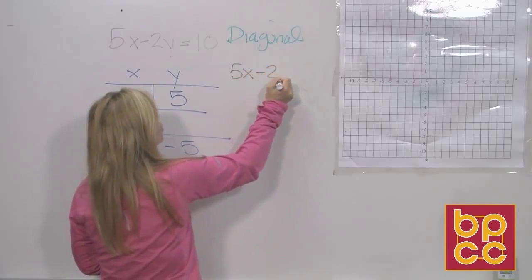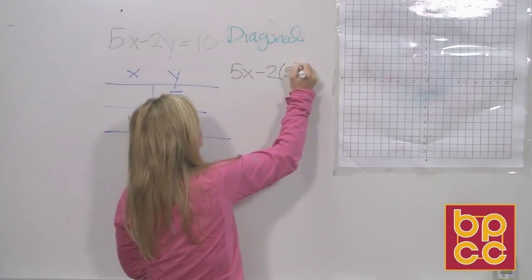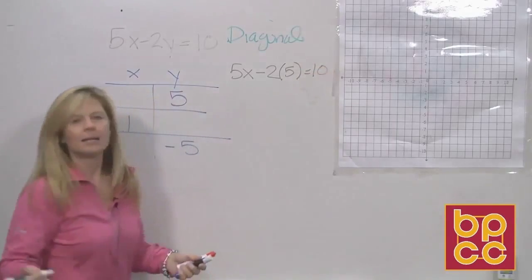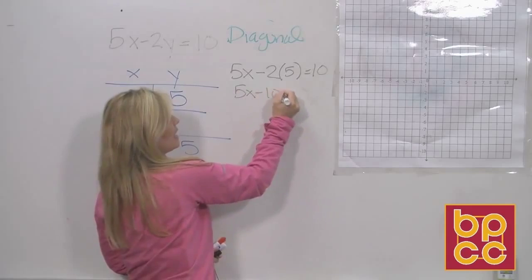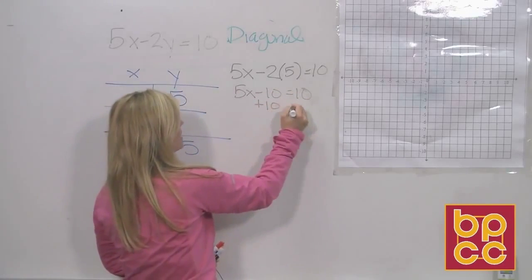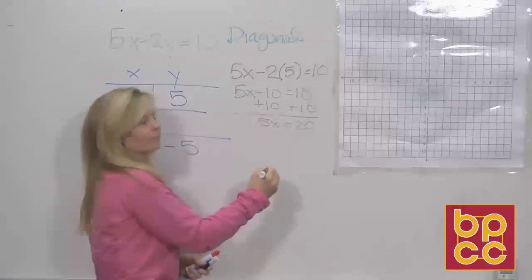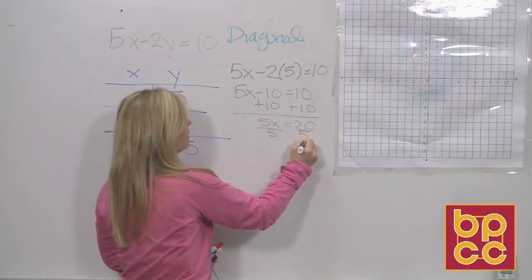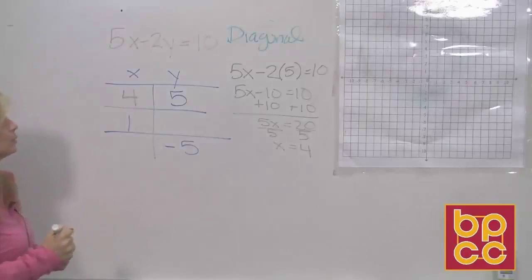5x minus 2, but instead of leaving y, I'm going to replace it with 5, equals 10. Now I'm going to solve it. So I'll do my multiplying. 5x minus 10 equals 10. It's a simple linear equation to solve. I'll add 10. 5x equals 20. I'll divide by 5, and I'll get x is 4. And I'll put that in my t-table.